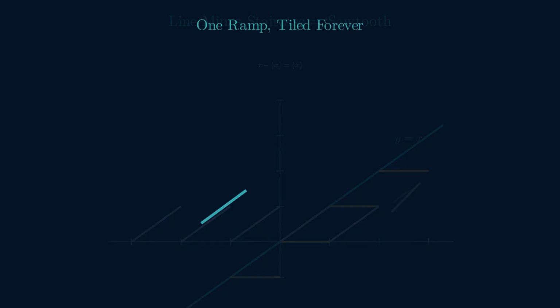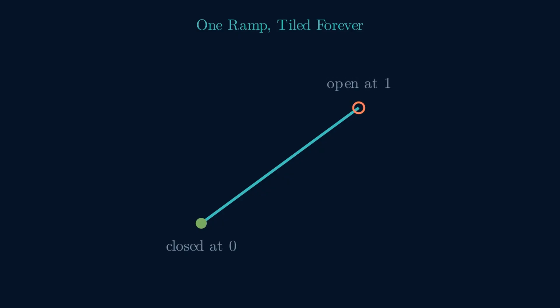Zoom into 1 ramp, 0 to 1. Filled dot at the bottom left, hollow circle at the top right, it climbs toward 1 but never gets there.